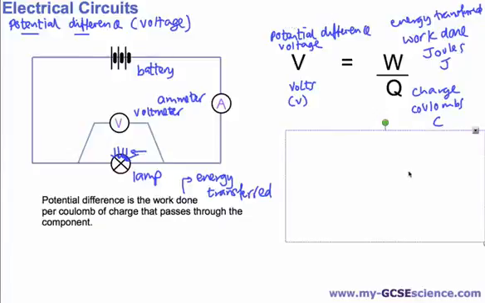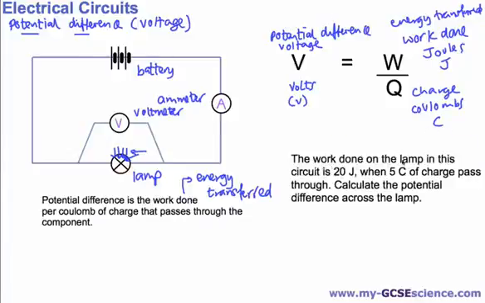And just to round it off, let's do a quick worked example. We've got the work done on a lamp in this circuit is 20 joules when 5 coulombs of charge pass through. Calculate the potential difference. So these coulombs of charge are transferring 20 joules, and there's 5 of these coulombs, so we would simply use this formula: potential difference or voltage equals energy transferred, which is 20 over 5 coulombs, and that is simply 4, and the unit is volts, okay, or 4V. So here we go, the potential difference across this lamp is 4 volts.